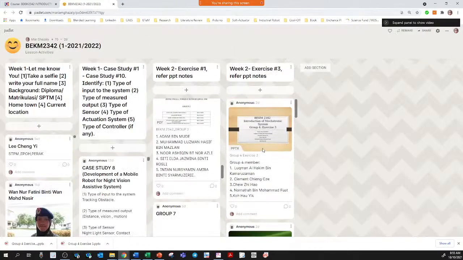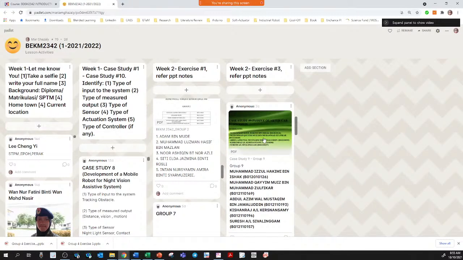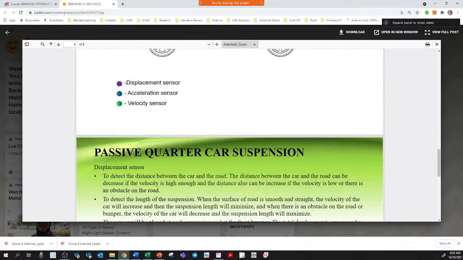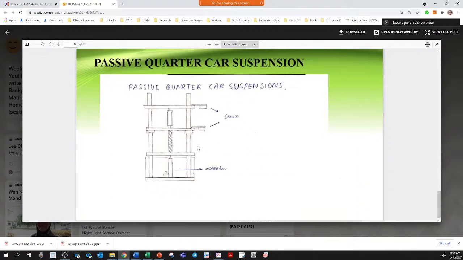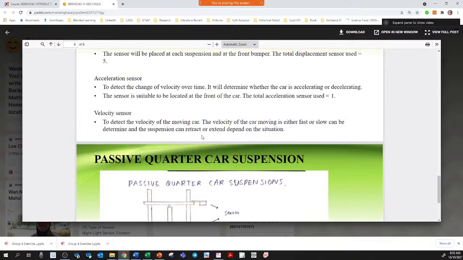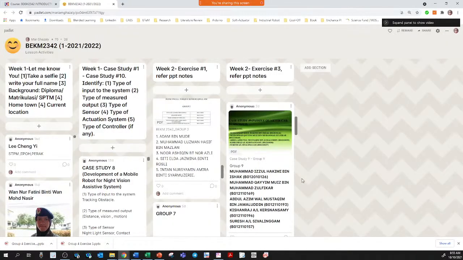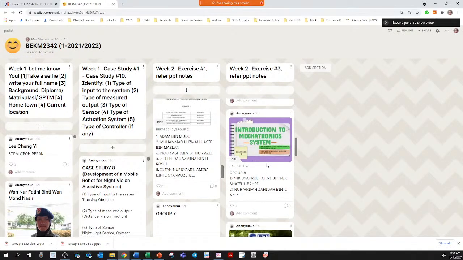So for group 4, if I were to give marks, I think I will give you 6 out of 10. 4 out of 10, because they list out the three types of sensor just now, but there is no specific sensor over here, no specific sensor they use. So I'm going to give them 6. Basically, they need to improve on that.